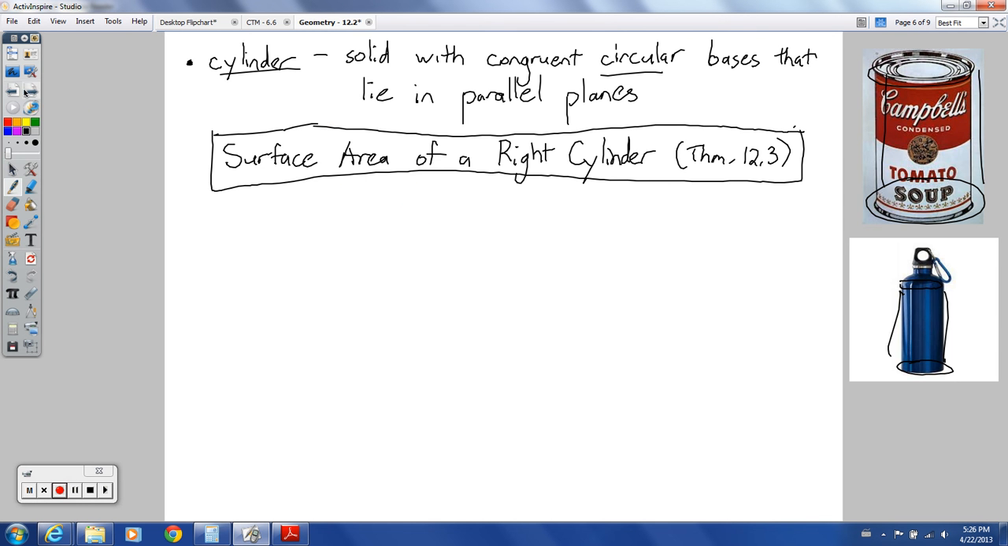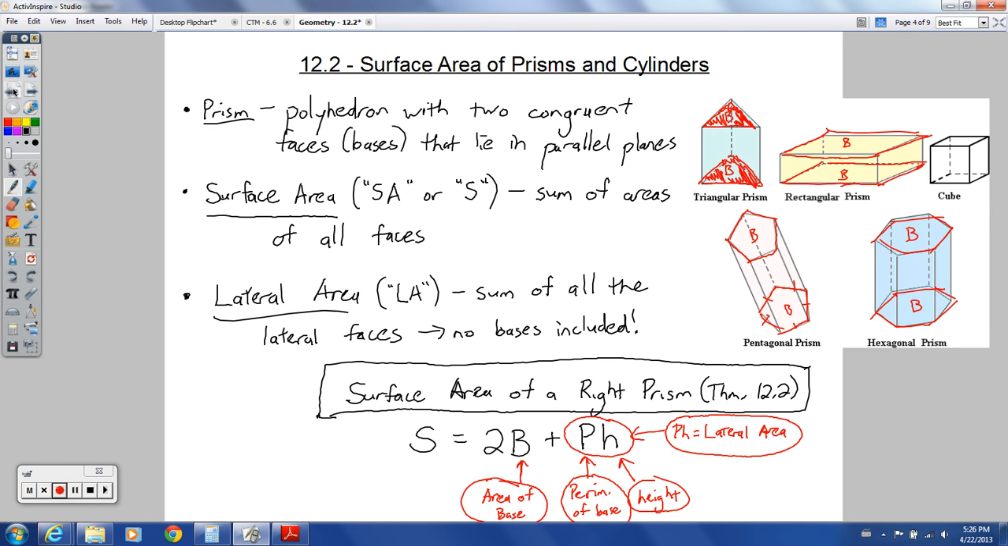And we can use the same formula actually. So we can start with this. We can think of it like this. It's 2B plus Ph because you still have bases. Just like this and this were pentagon bases, the same idea holds. We're going to have the area of the base, 2 bases here, times the lateral area part.